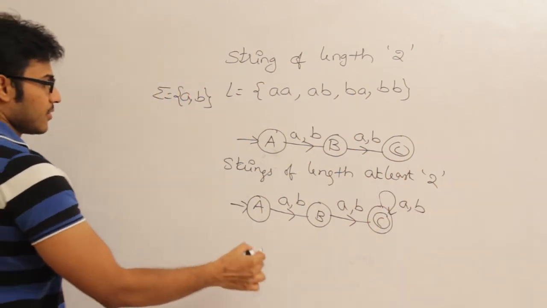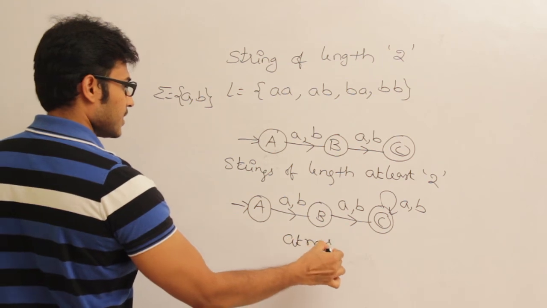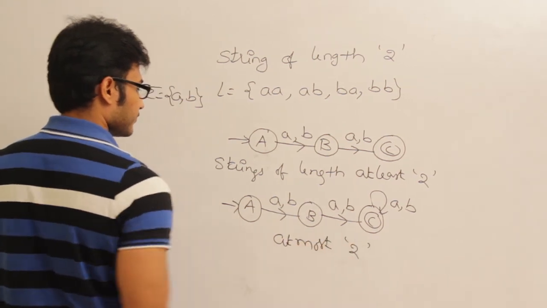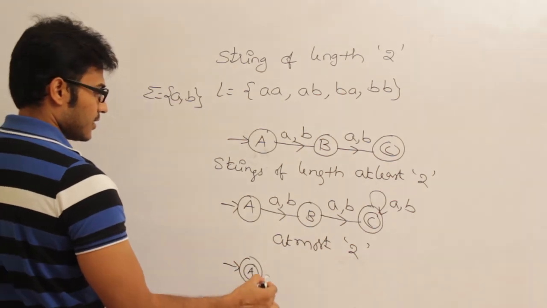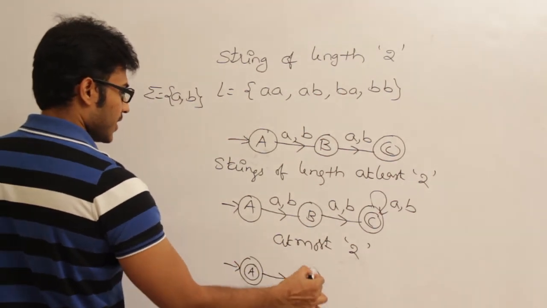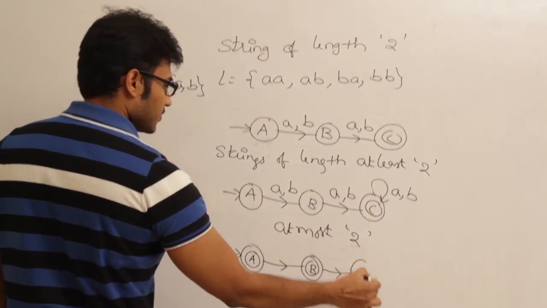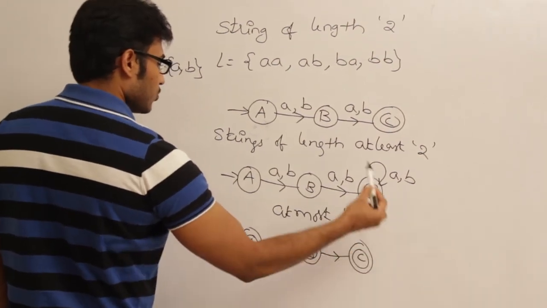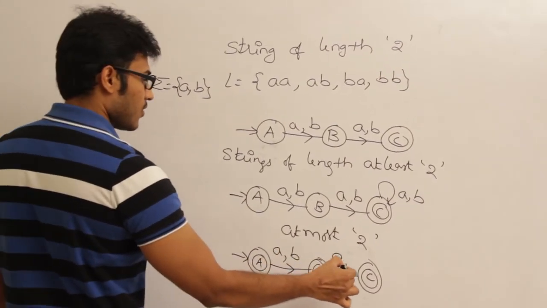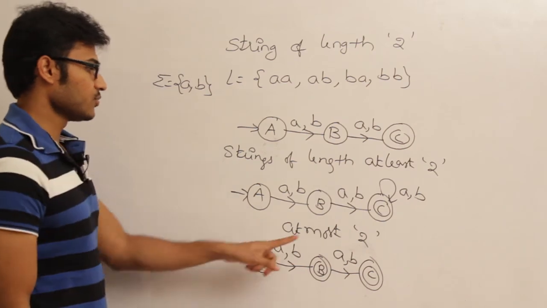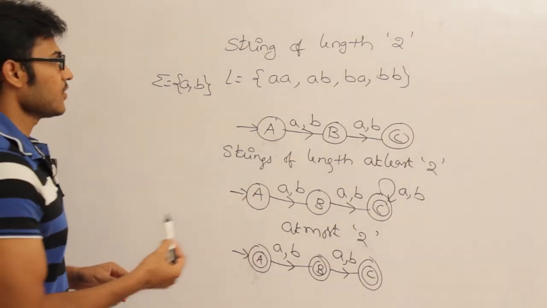Now let us see about at most 2. At most 2 means strings of length 0 have to be accepted, and strings of length 1 have to be accepted, and strings of length 2 have to be accepted. So of 0, of 1, of 2. So that is at most 2. Now you can think of this as strings of length n.